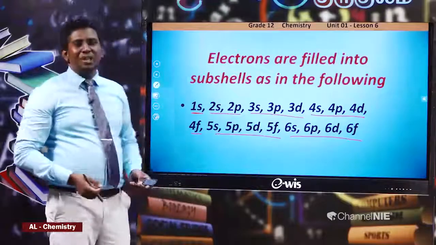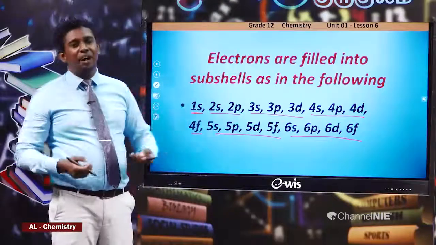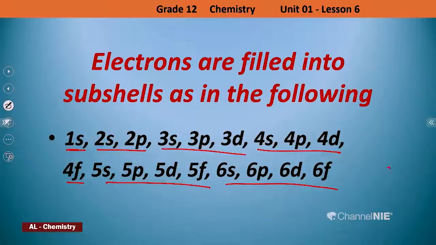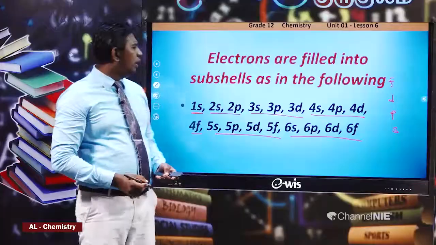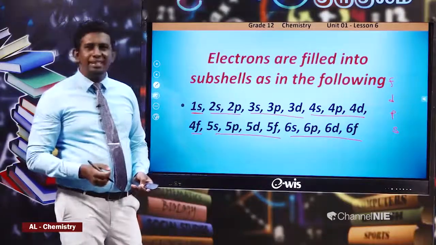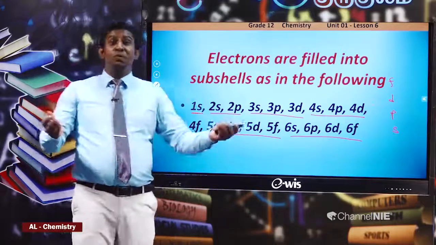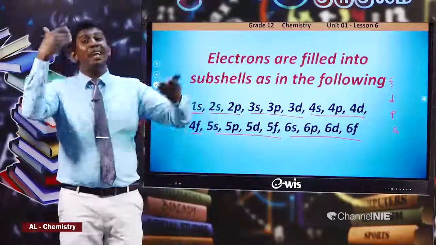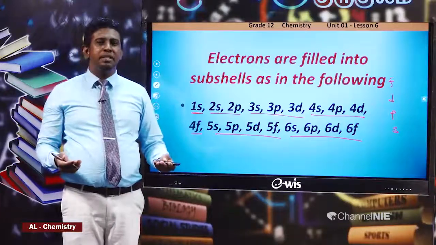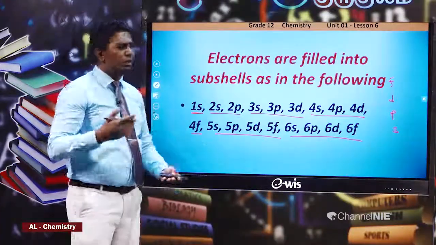Okay, students, when we are finding the fill-in order, you could give them as it is: S, P, D, F, in increasing order of their energies, if those S, P, D, F subshells belong to the same shell. So S is the least in energy, then you find P, then D, then F. Then you start filling those subshells in their normal order. You follow the normal pattern.